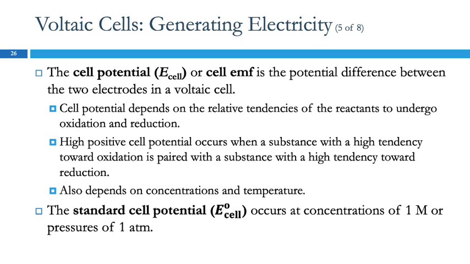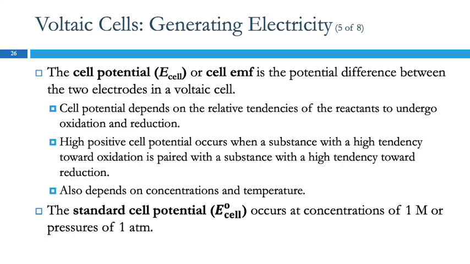So we get a high positive cell potential when we have a substance with a high tendency towards oxidation paired up with a substance with a high tendency towards reduction. Like, this one is really good at giving up electrons, this one's really good at getting electrons. We'll put these two together and get a lot of transfer of electrons, right? It also depends on the concentration of the ions and the temperature, and that goes back to some previous chapters we've talked about.